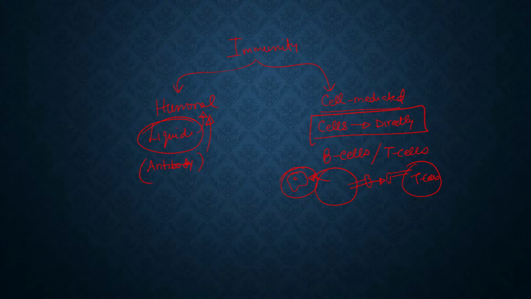That does not mean that the cell is not involved in the humoral response also. You know that antibodies are secreted by the B cell only. This kind of classification is done only so that we can understand immunology and the processes in a simpler way. But as such, immunity is actually a mixture of both components.